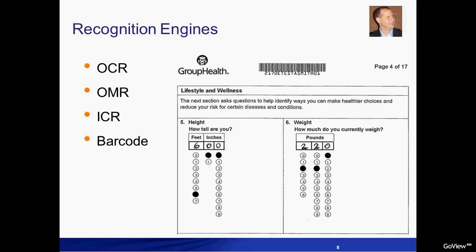Let's talk about the recognition engines. How does the system extract the data automatically? It uses 4 key technologies. The first one is OCR, which stands for Optical Character Recognition. That's the ability to read typewritten text automatically.